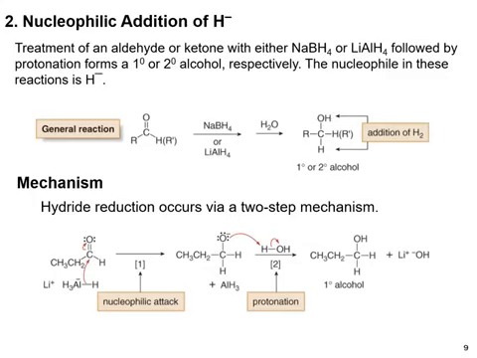Next is the nucleophilic addition of hydride. Aldehydes and ketones react with a hydride-providing compound, and then protonation forms the primary or secondary alcohol as the final product. Sodium borohydride and lithium aluminum hydride are very good hydride-providing reagents. So the aldehyde or ketone reacts with sodium borohydride or lithium aluminum hydride, then gives the intermediate, then protonation occurs and finally gives the alcohol. This is the mechanism.